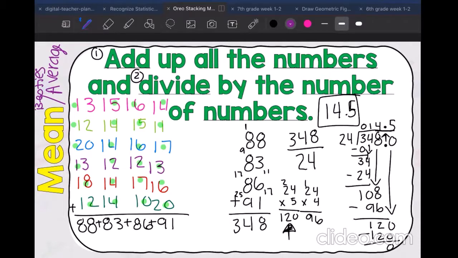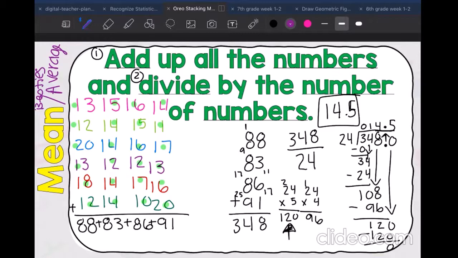Okay, so the average number of cookies towers was 14.5. Okay, how do you feel about mean? Mean's not bad. I feel a lot of people forget the second step. A lot of people are like, oh, I just add them all together. Great. But they forget to count how many numbers they added together and divide their answer by that number. So remember, mean is 2 steps.